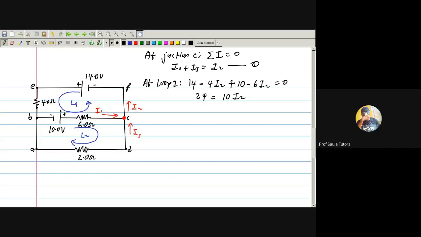Wait, I want to check something. This 24 and this 10I2. I want to just check whether I have some... this 14, 4, 6, 10. This is 2, 10 minus 6.